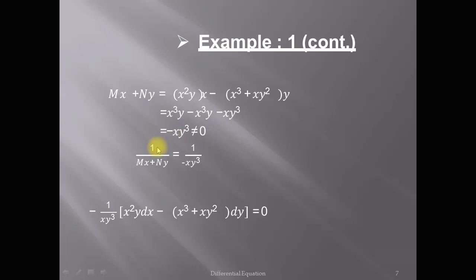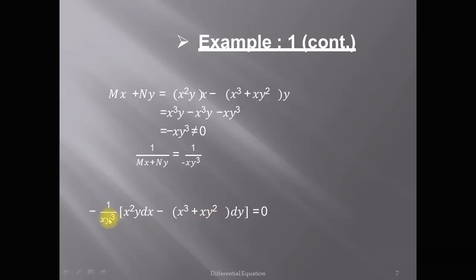So we can find the integrating factor by using this formula, 1 over Mx plus Ny. This is the Mx plus Ny value, so 1 over minus xy cube is now the integrating factor. Now we multiply this integrating factor to the given differential equation, which is the given non-exact differential equation.